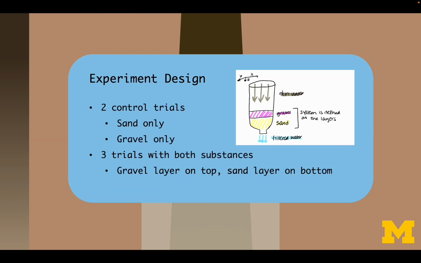To get more into the experimental design, we chose to have 2 control trials, one with sand as the only layer and one with gravel as the only layer in the filter. So with one layer, we can see how much each material alone affects the filtration. Afterwards, we did 3 trials with both layers in the filter and having sand as the bottom layer in all 3 trials. And for consistency, we used the same amount of sand and gravel and a uniformly mixed dirt-water solution being poured in.